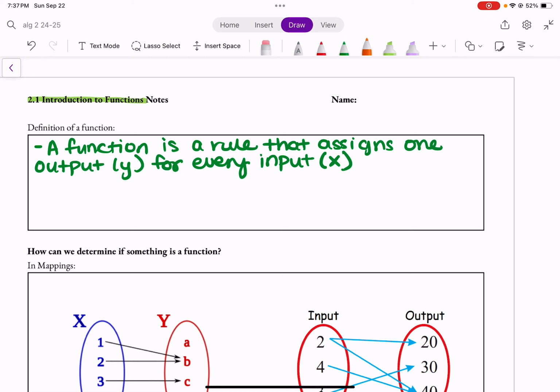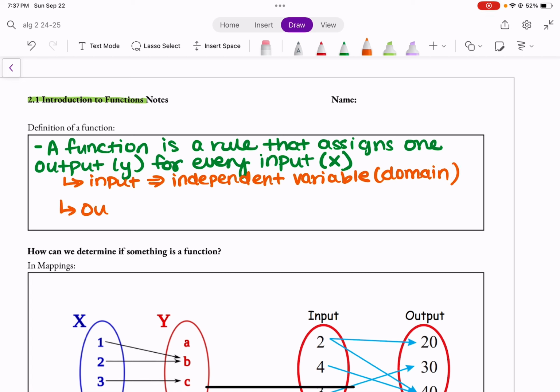And generally, especially when we're talking about science, input is what we call the independent variable. We also call it the domain. Domain is all the possible x values. And the output, we often call in science the dependent variable. And in math, we often call it the range. The range is the possible y values.